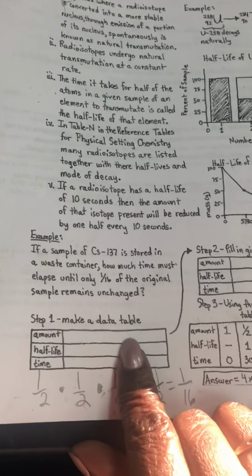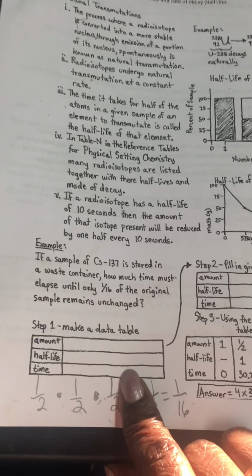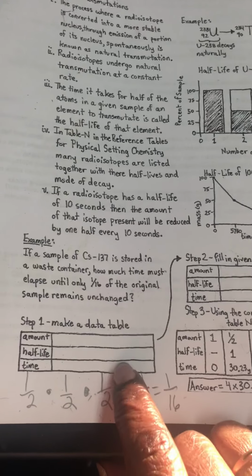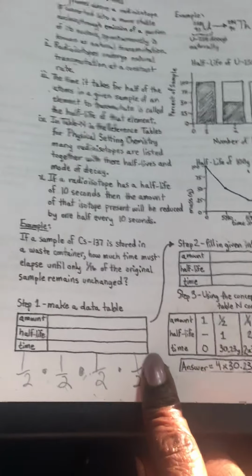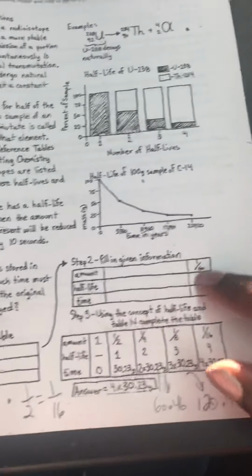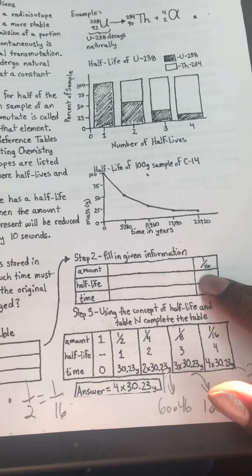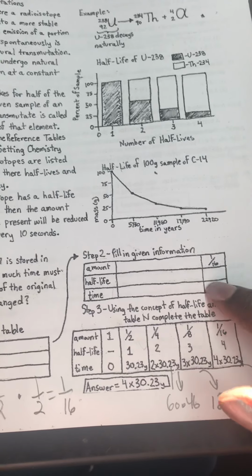One way is a data table. There are other ways we can do this. We can do algebraic equations. But I thought we'd start with a simplistic way where everybody could do the chemistry, because you make a table: how much I have, what's the half-life, and the time. I know the amount, and I'm going to figure out the half-life from whatever the story is about, and the time.